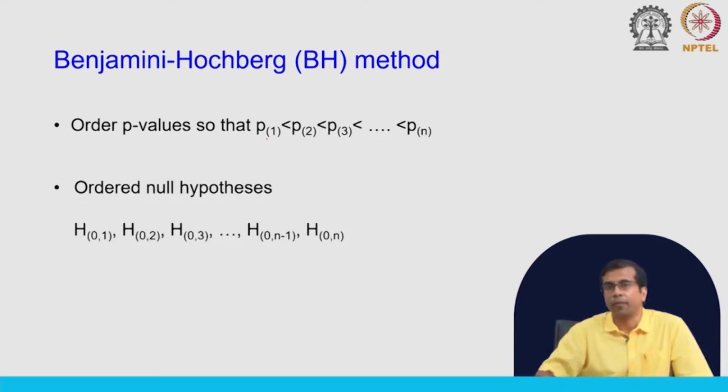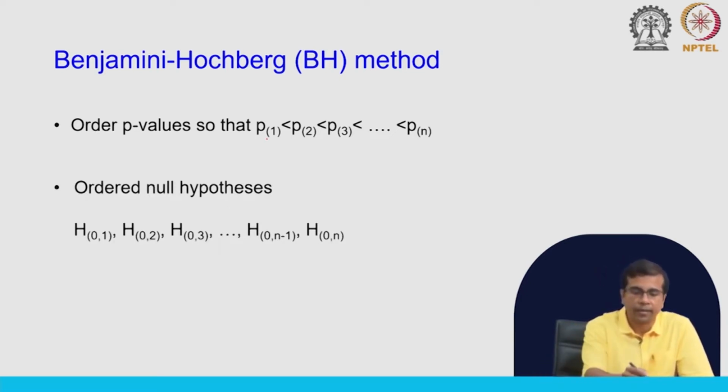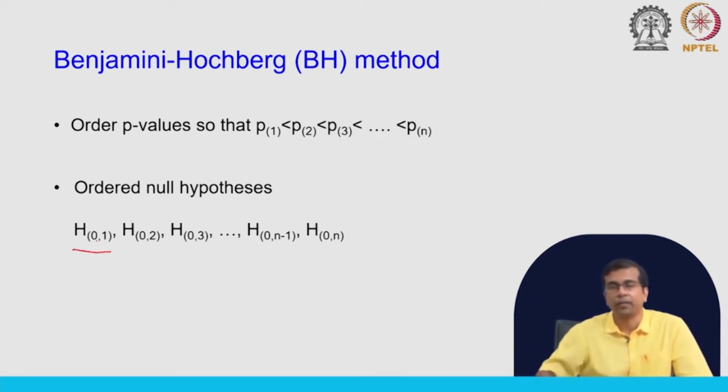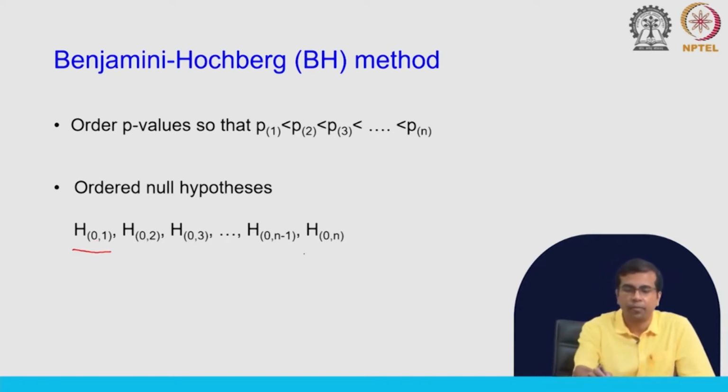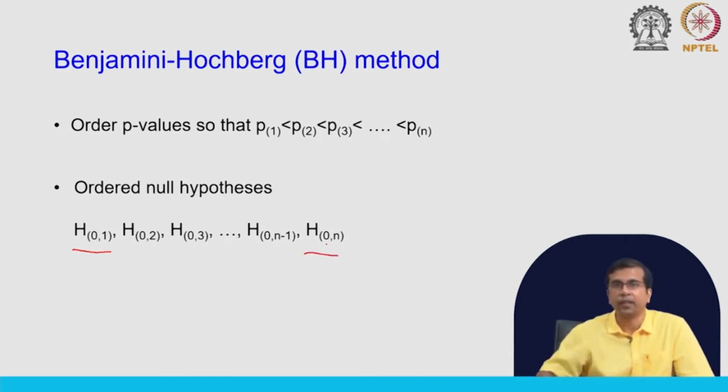And we also have the ordered null hypotheses according to this sorting, which we call H0,1. So, this is the first null hypothesis according to the p value sorting, and similarly we have up to H0,n. These are again the null hypotheses that are ordered against the p values.